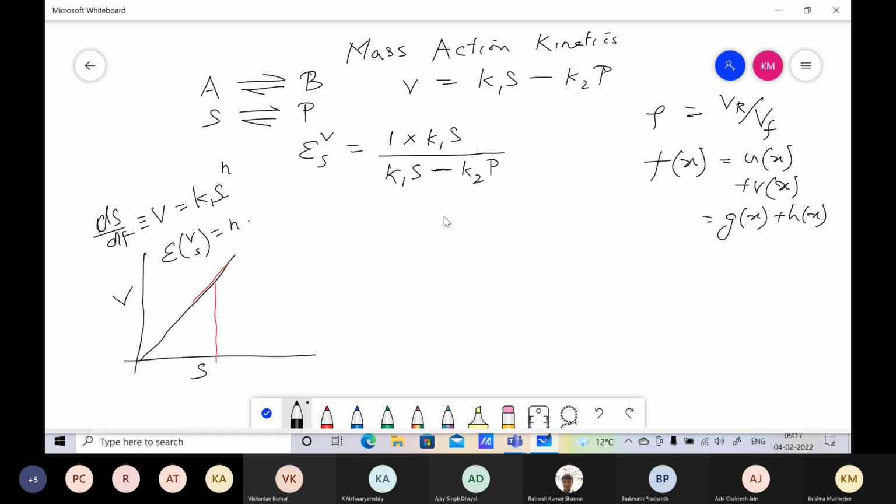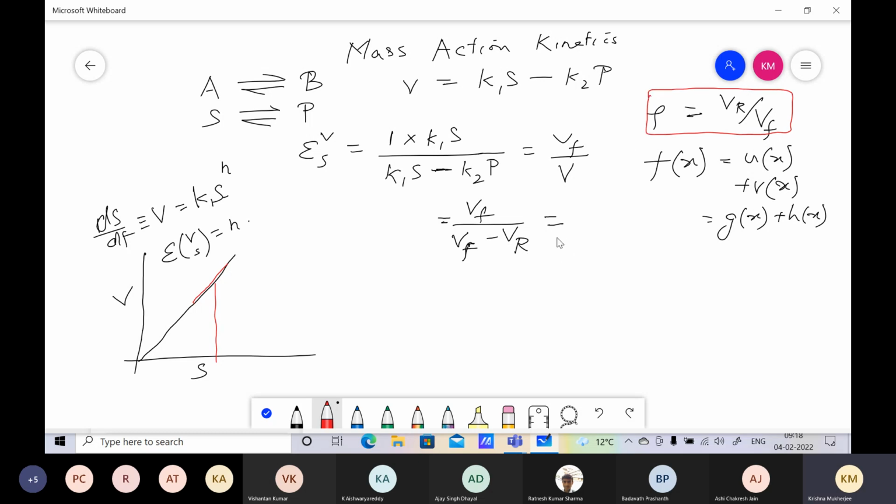Okay, and now at least you can tell me, so this is equal to what? In terms of it, it's simply vf by v, right? Or if you want to write it, vf upon vf minus vr. Or in terms of rho, what will this be? Remember, rho is this. Tell me in terms of rho, what will it be?